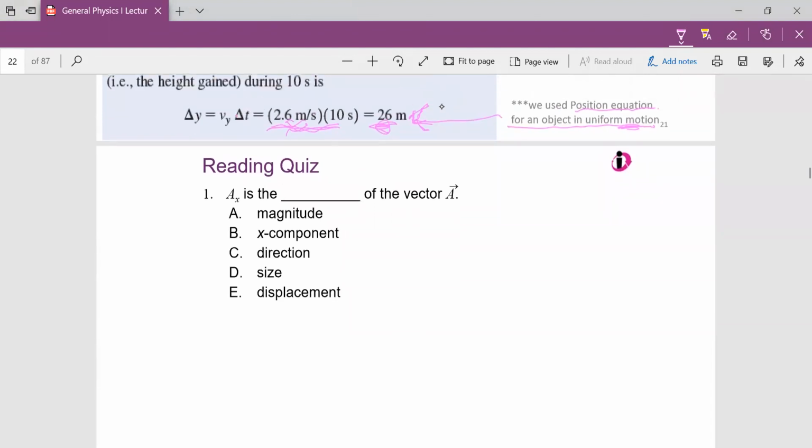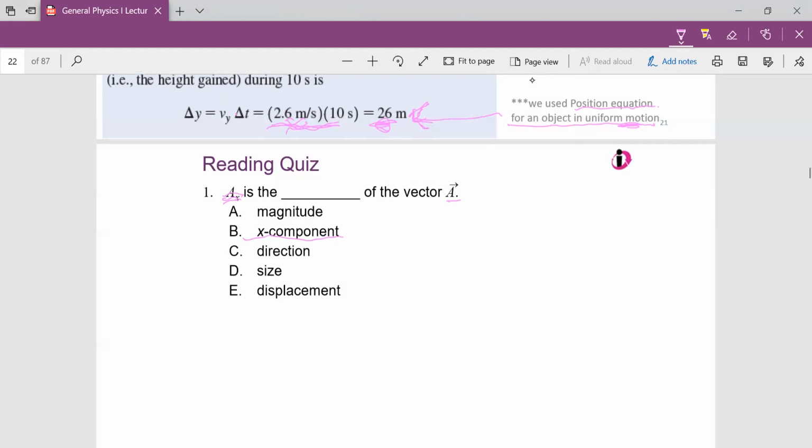Well, let's just check our understanding. AS is dash the vector A. Go with the option. For those of you still in class, have a good day, Mitchell. The magnitude. B. Okay, great. So AS is the S component of the vector A. Okay.